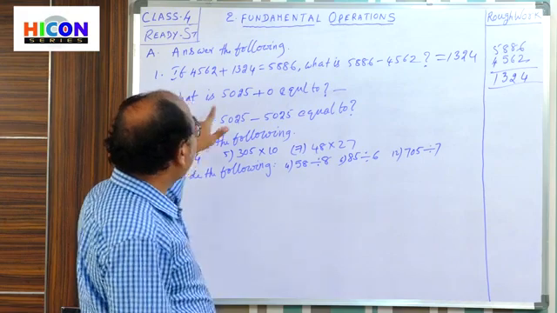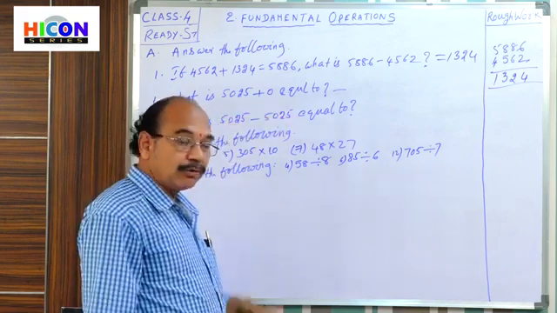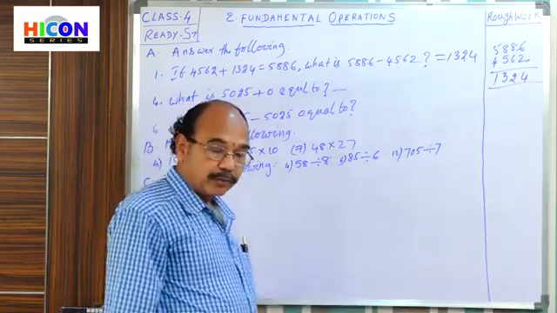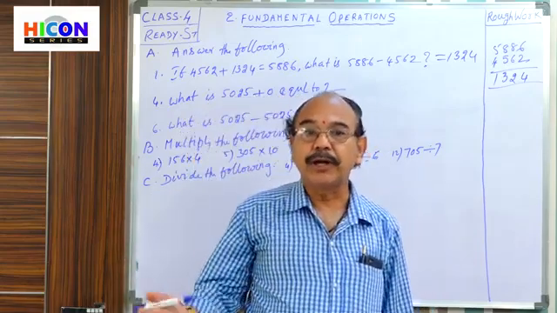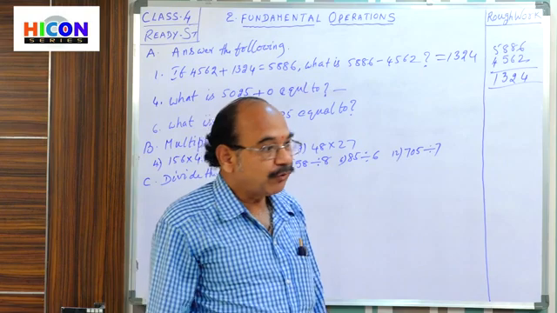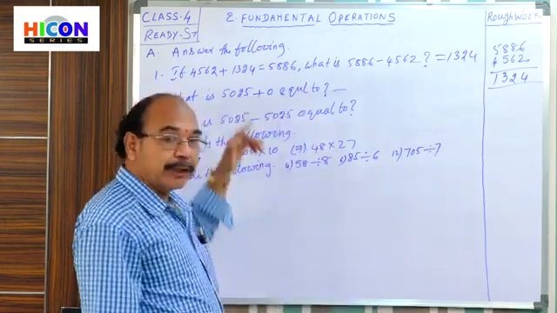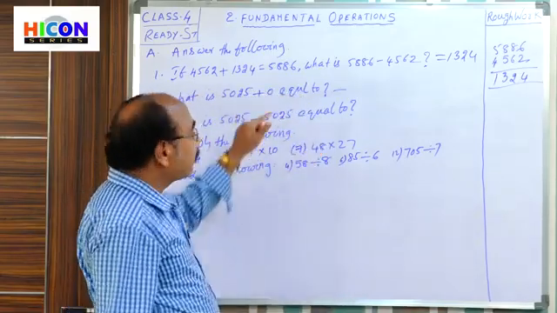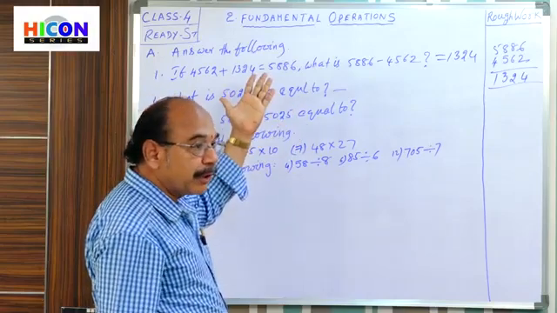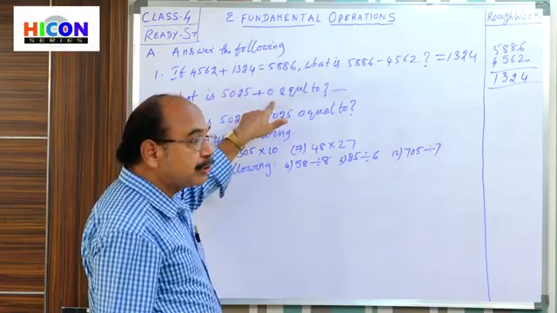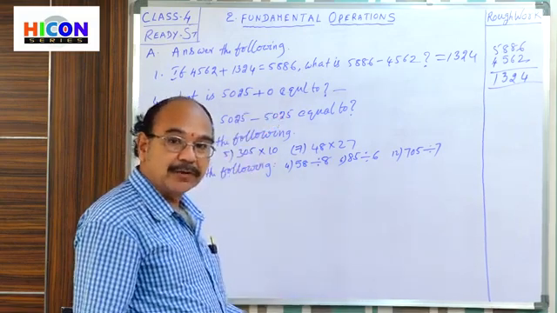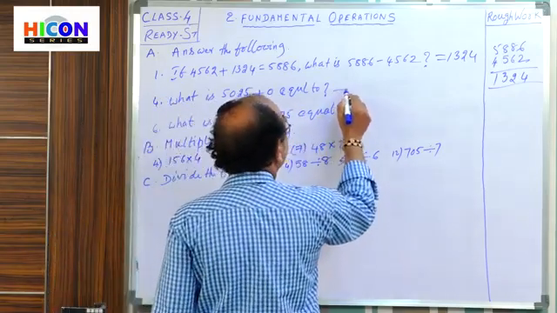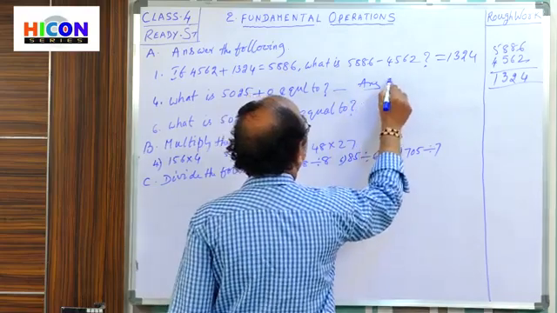Fourth question. What is 5025 plus 0 equal to? Here what is added? 0 is added. You know that 0 has no value. That's why if we add 0 to any number, we get back the same number. Okay, children. Here 0 is added to 5025. Then what is the result? We get the same number. Why? Because 0 has no value. 0 means nothing. That's why if we add 0 to this, the answer is 5025.